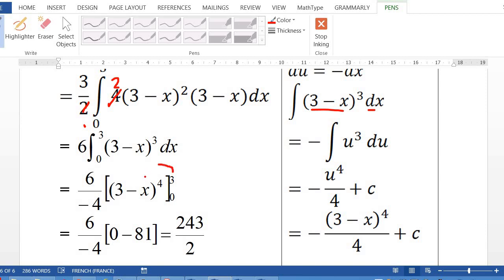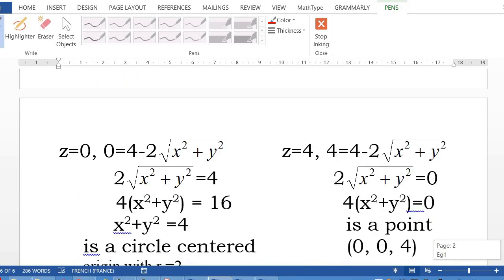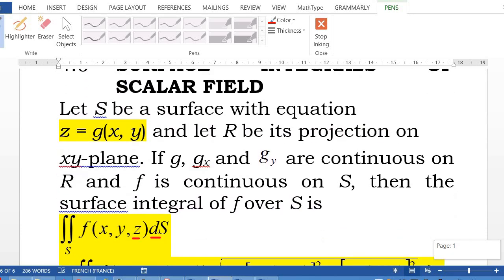Plug in the upper limit: 3 minus 3 gives 0. Plug in the lower limit: minus 3 to the power 4, which is 81. Simplifying, negative and negative give positive, 3 times 81, so the answer is 243 divided by 2. So this is the surface integral of a scalar field.